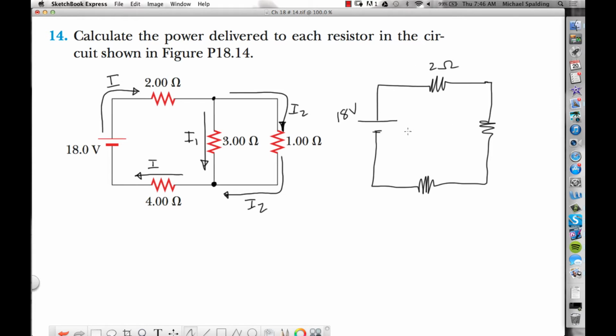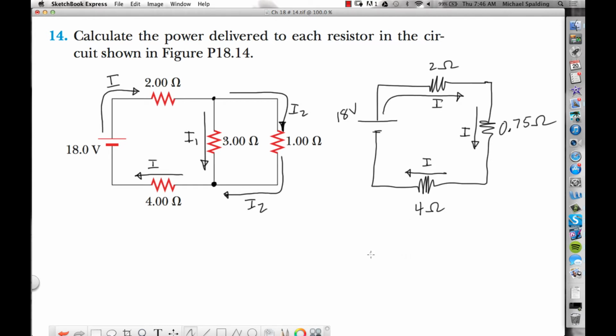Physics time. Okay, so there's the 2. There's the 4. This guy right here is the 0.75, like that. Okay, what current is flowing around this circuit? I. It's the current out of the battery. And one thing we've talked about is that when you have resistors in series, the current's the same. So all 3 of these resistors have the same current.